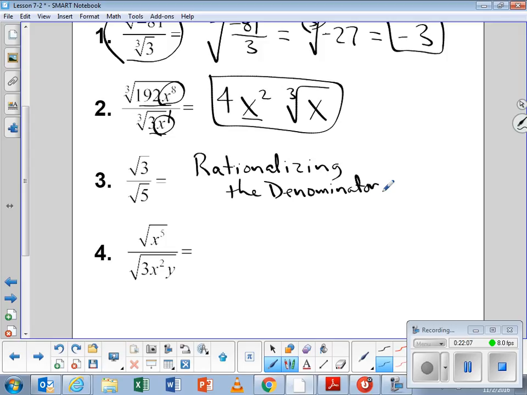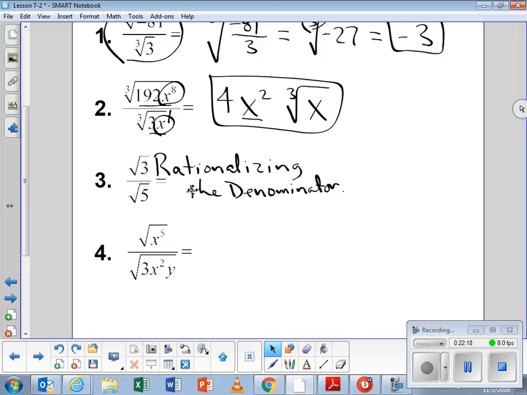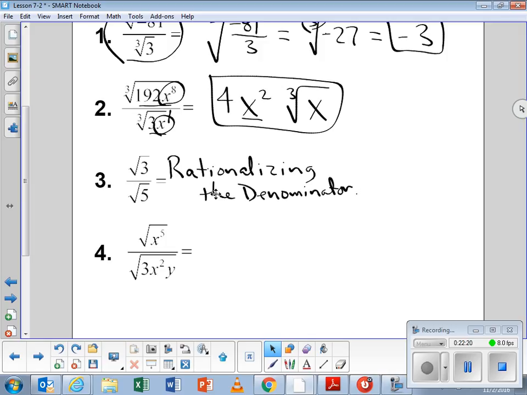Rationalizing the denominator, that's what we have to do. You've done this in Algebra 1, and you did this again last year in geometry. If you're taking geometry now, you haven't done it yet. But you will. And hopefully when we do that in geometry, you'll remember us doing it here. So if I rewrite this square root of 3 over square root of 5.